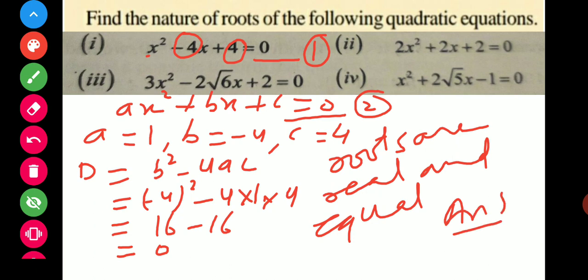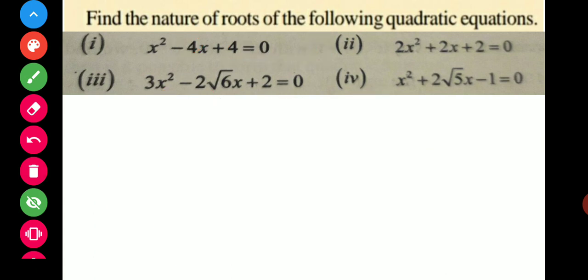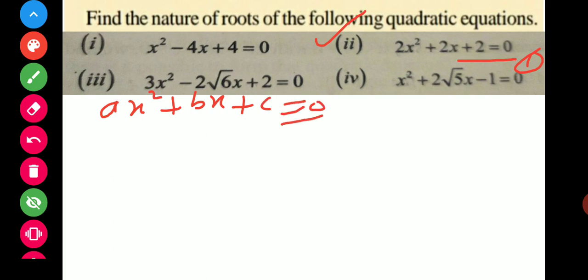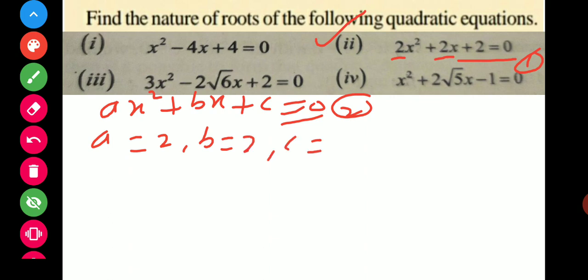Now come to the second question. It is your second question and that is equation first. Now write your own equation, that is ax square plus bx plus c equal to 0. That is equation second. Now compare first and second. So a is equal to 2, and b is equal to 2, and c is also 2.